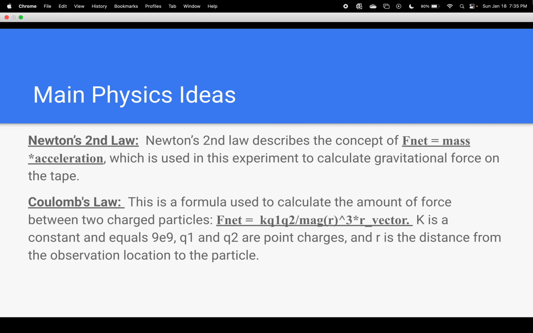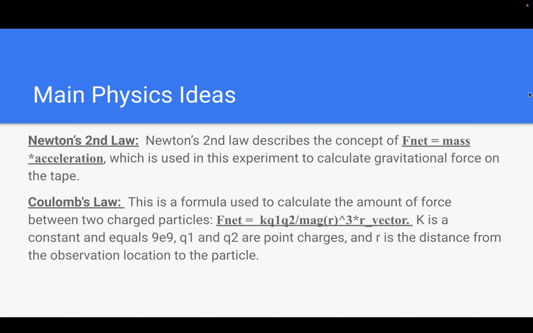So the main physics ideas used in this lab were the same as Lab 1: Newton's second law and Coulomb's law. Newton's second law describes the concept of F net equals mass times acceleration, which is used in this experiment to calculate gravitational force on the tape. And Coulomb's law is a formula used to calculate the amount of force between two charged particles, which is shown here, where K is a constant and equals 9 times 10 to the 9th, and Q1 and Q2 are point charges, and R is the distance from the observation location to the particle.